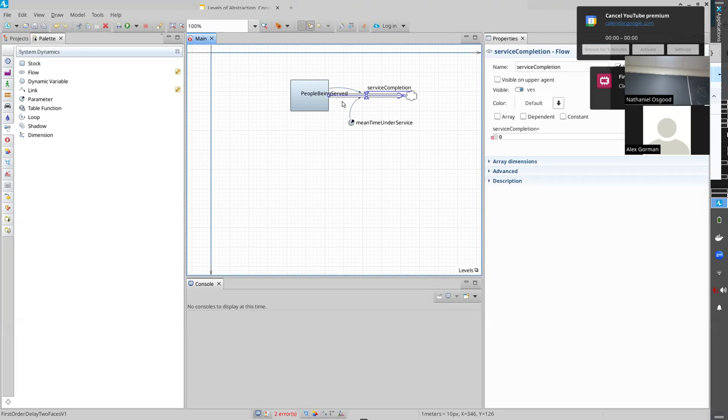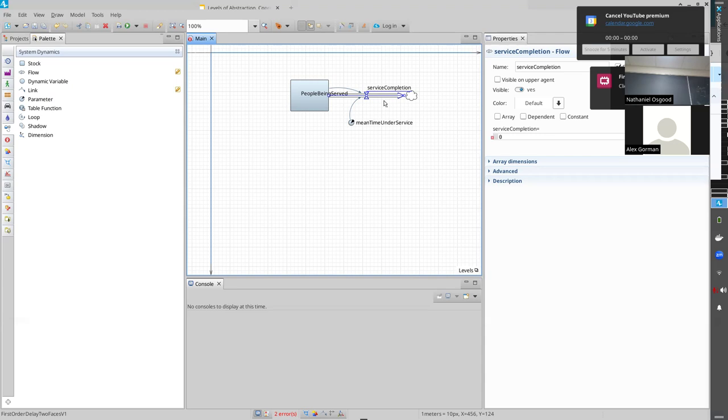And it bears noting that there's a lot of math here beyond just the formula. But the formula for this outflow, given that it depends on mean time under service and people being served, what is that formula? And it has to be dimensionally correct. So what is it going to be? If mean time under service is in days, it accords with the time unit of the model. What's this formula going to be? Yes, Ethan. 1 over mean time under service times people being served. Good.